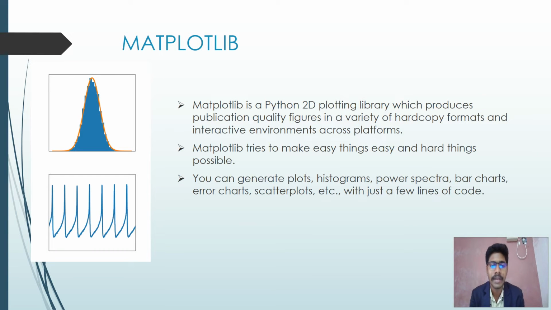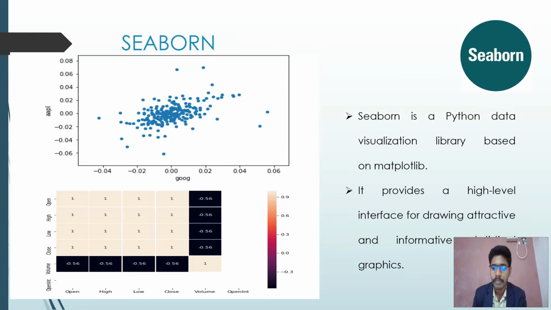And Matplotlib is for 2D plotting. We want to plot the charts, and the plotting is expressed by the Matplotlib library. The Matplotlib library is useful for plotting the charts and bar charts. It can be used for bar charts, scatter plots, histograms, and power spectrograms.